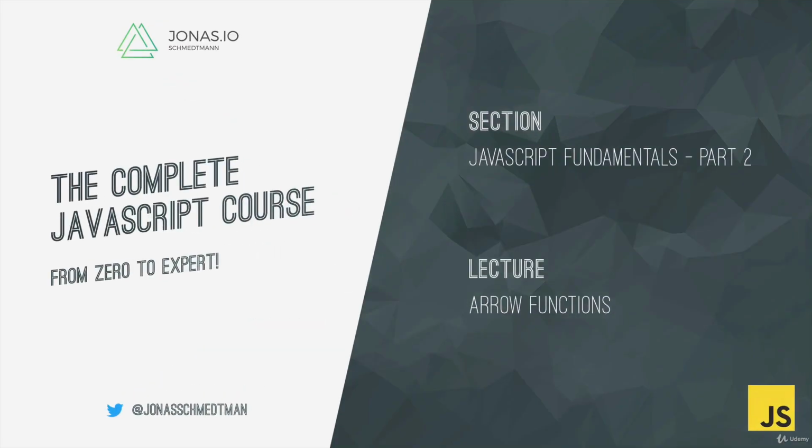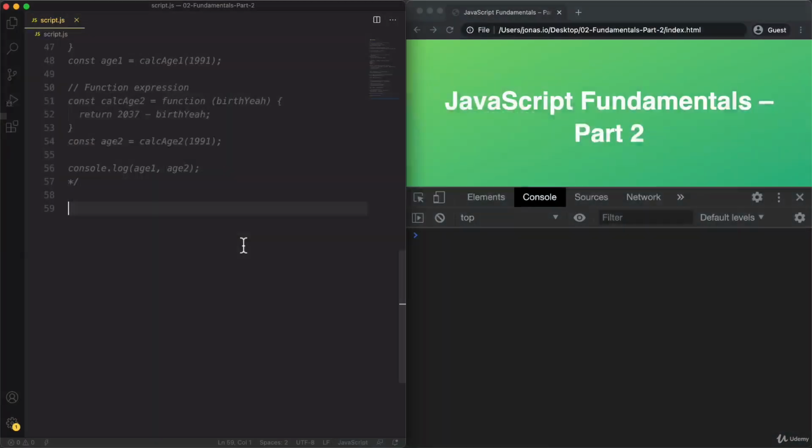So we learned about function declarations and expressions in the last video, but there is actually a third type of function that was added to JavaScript in ES6, and that's the arrow function. An arrow function is simply a special form of function expression that is shorter and therefore faster to write.